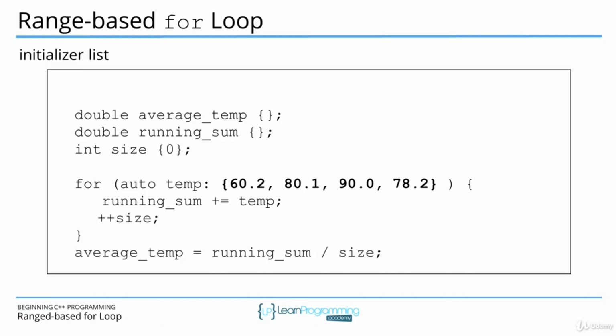Notice how we can explicitly provide the collection right in the for loop. This is sometimes handy when you know the elements of your collection ahead of time and they won't change. The only downside is that you have to calculate the size as you go.